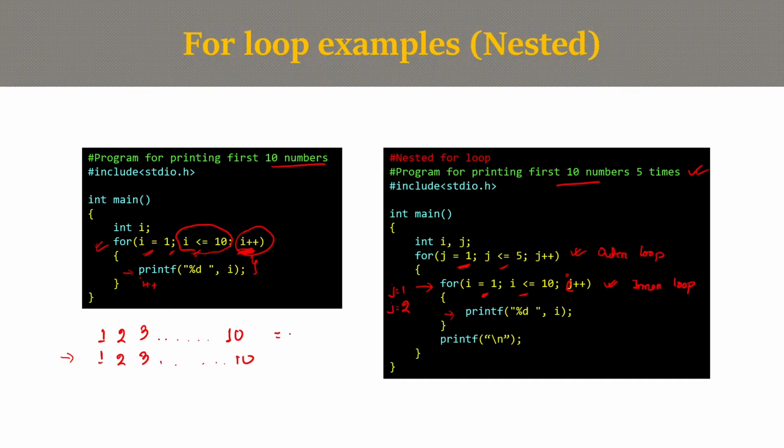So this was for j is equal to 1. This statement was for j is equal to 1 and this statement is for j is equal to 2. Similarly, for j equal to 3 up to j equal to 5, this will be printed. So in this manner, 1 to 10 will be printed a total of 5 times using these loops.